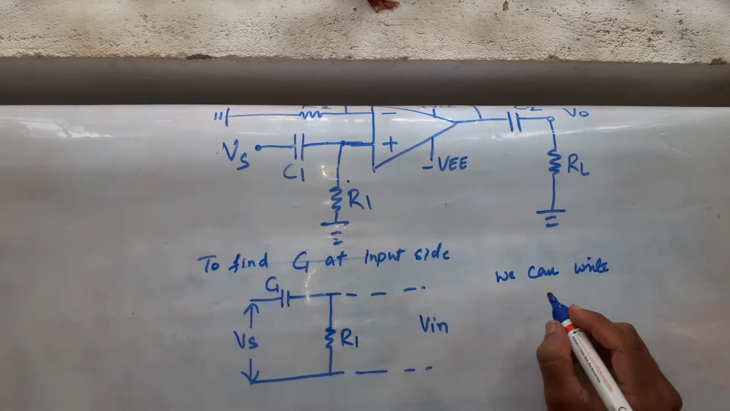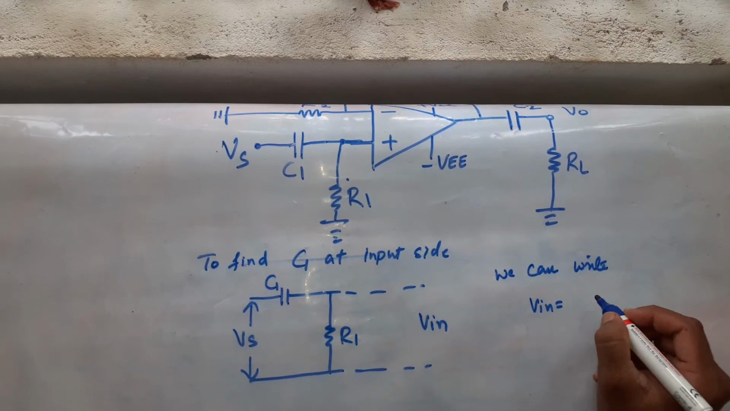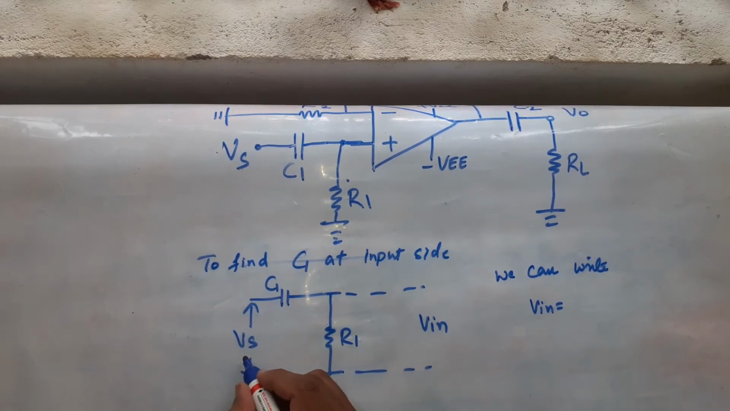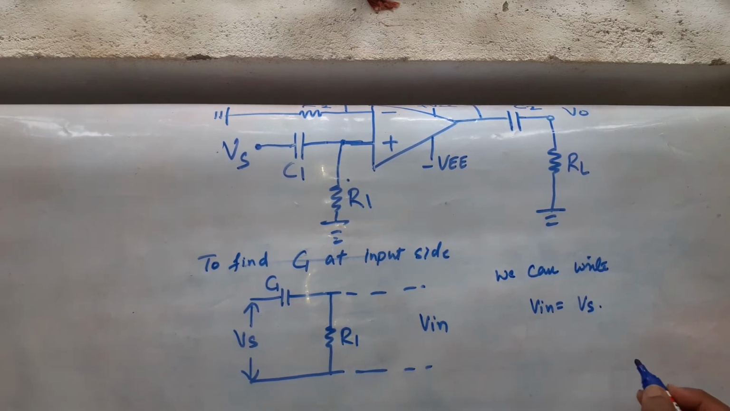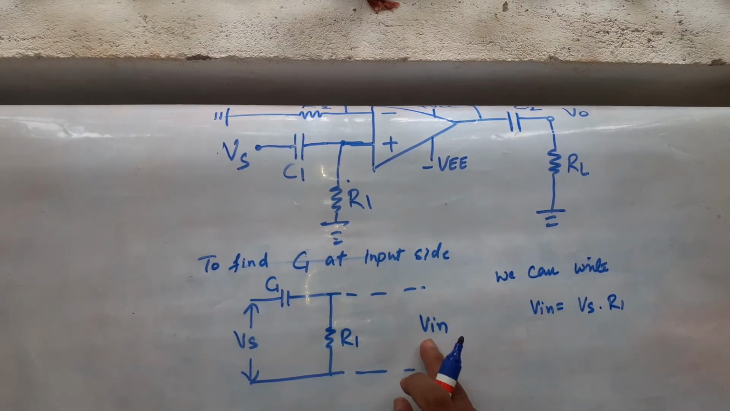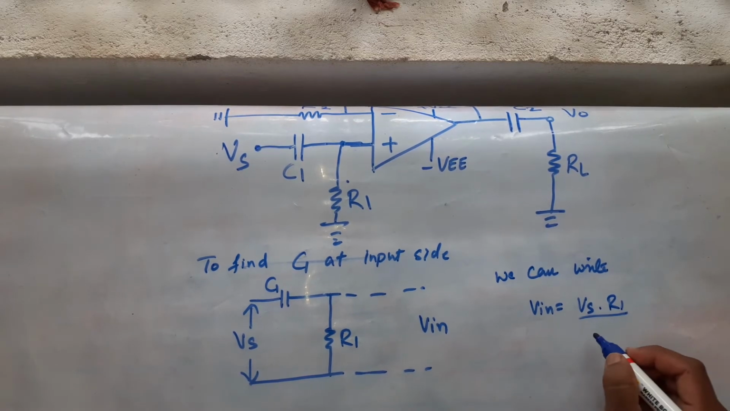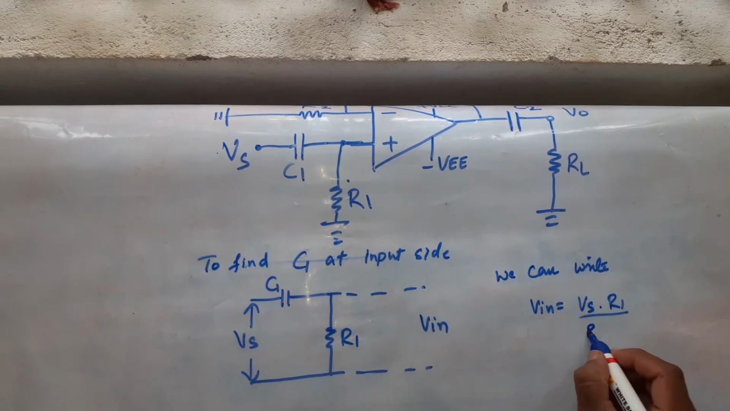Using voltage divider rule, if I want this Vn voltage, how can I write? Voltage in the opposite branch, which is Vs here, into the resistance of the present branch, that is R1. Vn is across R1, right? So this resistance you take for Vn, divided by the sum of the impedances. Here we have R1 and C1.